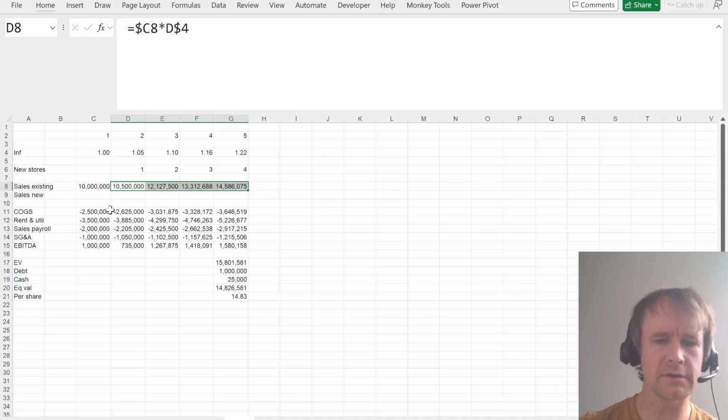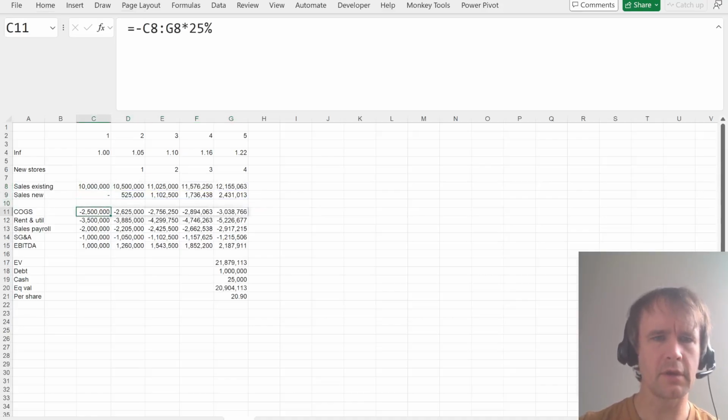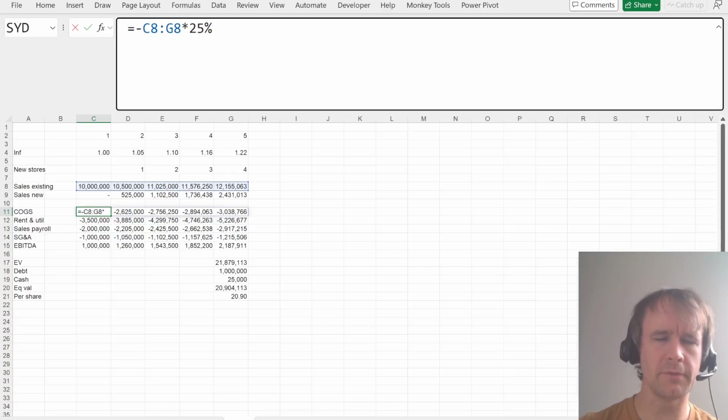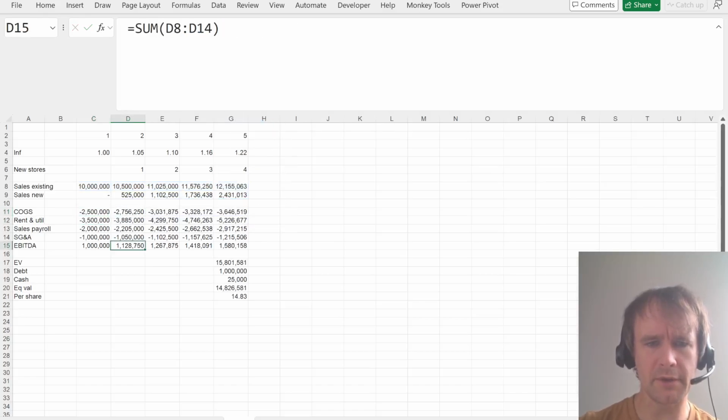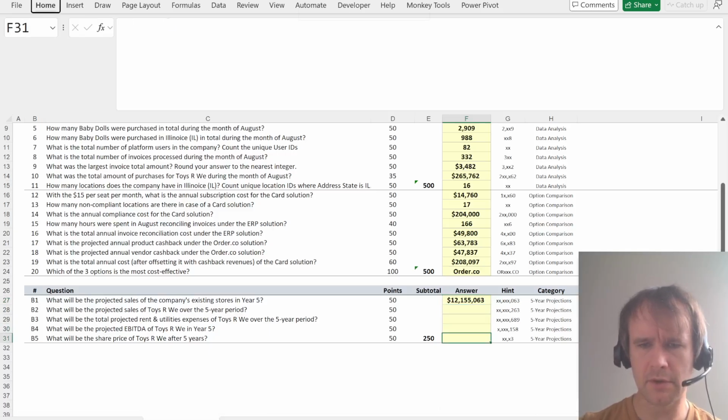Ah, it's the COGS. It's the COGS. Gotta link that to both parts of sales. So, equals by COGS, including row 9, sum times 25%. There we go. Now it's 14.83, and I'm a happy man. I've lost all my links. That's annoying, but never mind.